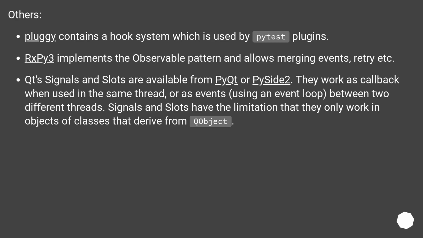Others. Pluggy contains a hook system which is used by pytest plugins. RxPy3 implements the observable pattern and allows merging events, retry etc. Qt signals and slots are available from PyQt or PySide2. They work as callback when used in the same thread, or as events, using an event loop, between two different threads. Signals and slots have the limitation that they only work in objects of classes that derive from QObject.